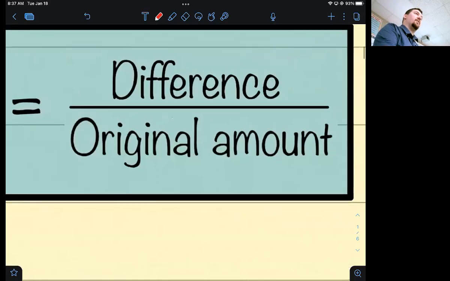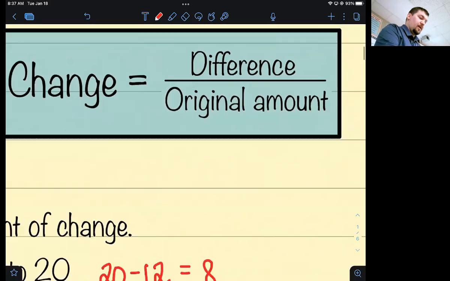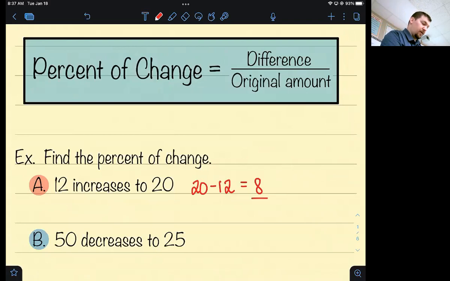That is our difference number, and that goes on top of our fraction. The original amount is the first one that they gave us, which is 12. So my fraction of change is 8 over 12. My decimal of change is 8 divided by 12. Top number divided by bottom. 8 divided by 12, 0.6 repeating. In fact, your calculator is going to make that last digit a 7 because it rounds that last digit, but it's 0.666666, it just goes on forever.